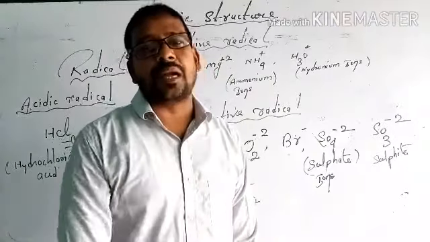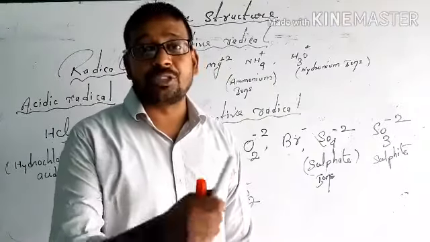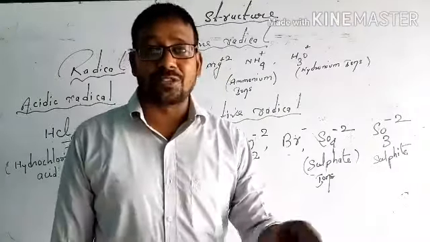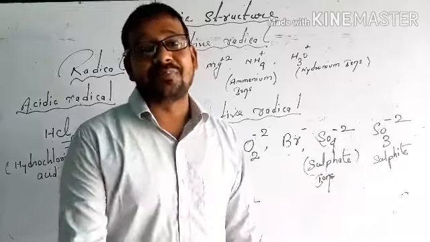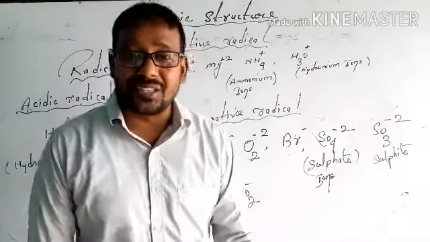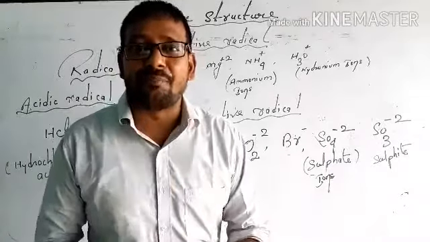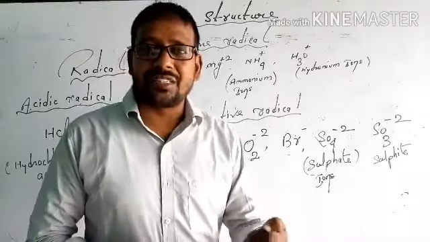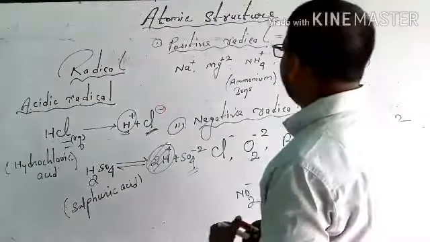And the positive charge particles, you can see, are called positive radical, that is basic radical. So what is a basic radical? The radical which is coming from base. Suppose I take one example.